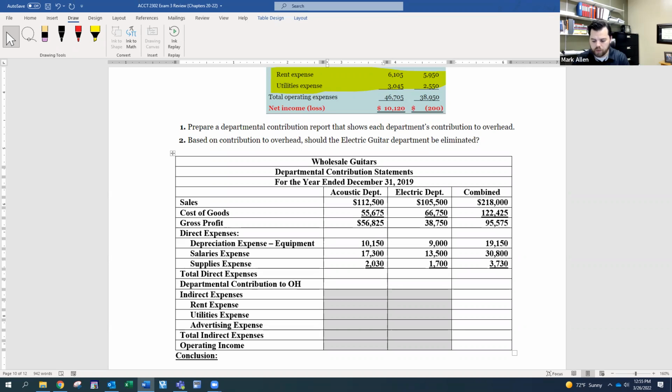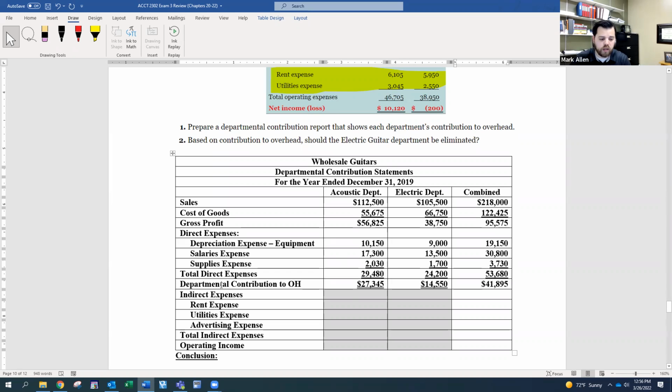for the acoustic department, 29,480. For the electric department, 24,200, and in total 53,680. This allows us to compute our most important figure in all of this, which is departmental contribution to overhead. So in this case, for the acoustic department, 27,345. For the electric department, 14,550, the electric guitar department, right? And then of course, combined, we're at 41,895.